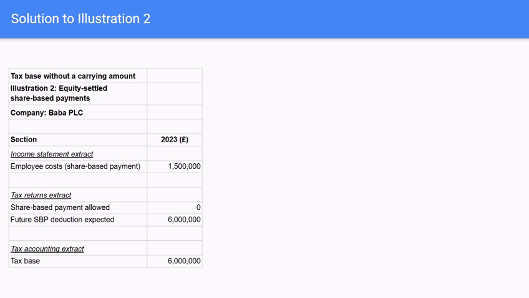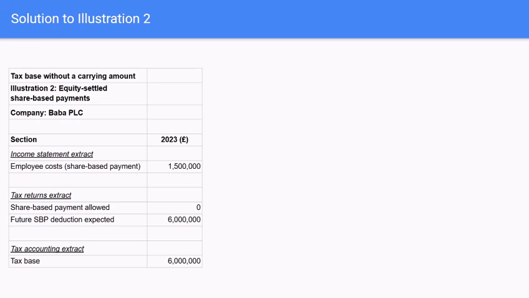From a tax returns perspective, we've said that in the UK legislation, there is no deduction available for share-based payments until the options are exercised. And in this case, the scenario says the options will be exercised in 2026. So it means in 2023, no deduction was allowed. Nothing would have been deductible. Every expense in the books would have been disallowed. So the £1.5 million would have been disallowed. That means no deduction was taken.